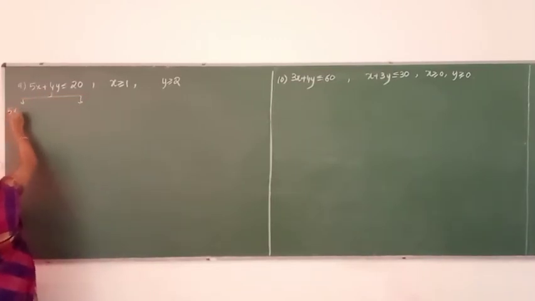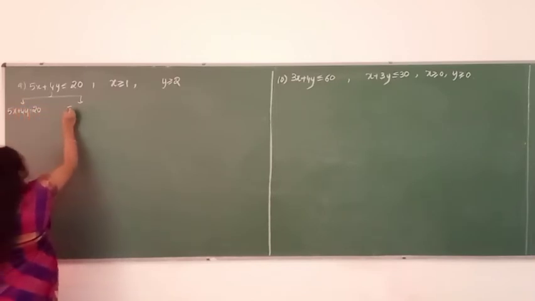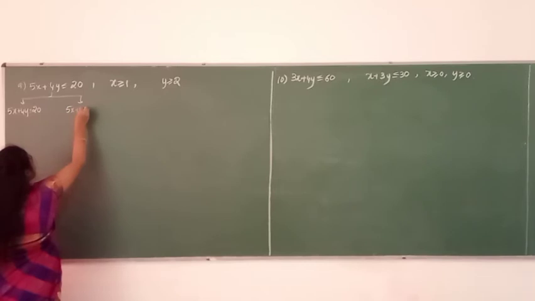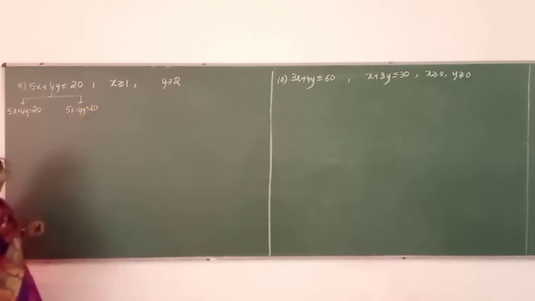Which is nothing but 5x plus 4y is equal to 20. 5x plus 4y is less than or equal to 20.